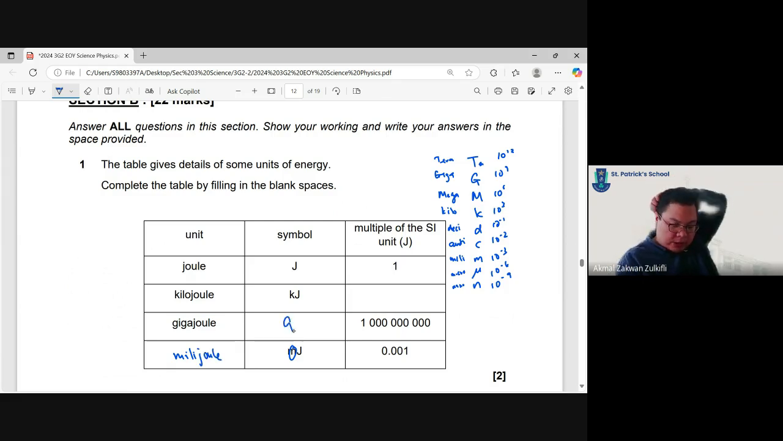Gigajoule, we know is GJ. And then kilojoule, we know is times 10 power 3. So it's 3 zeros.